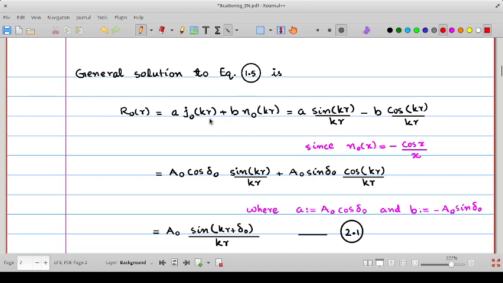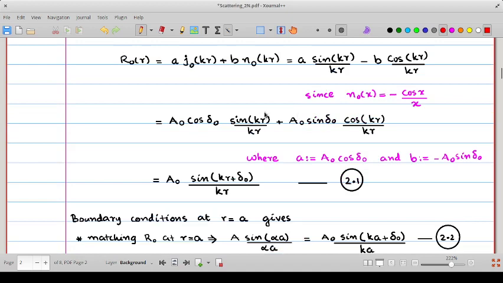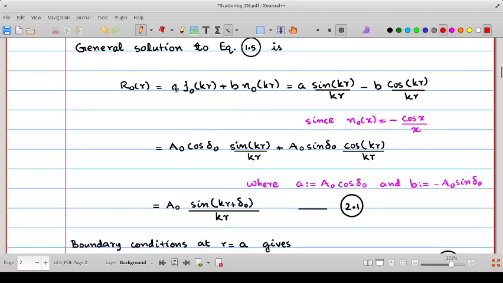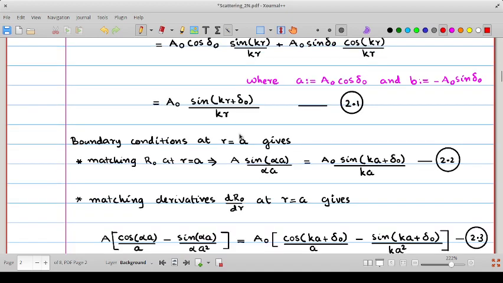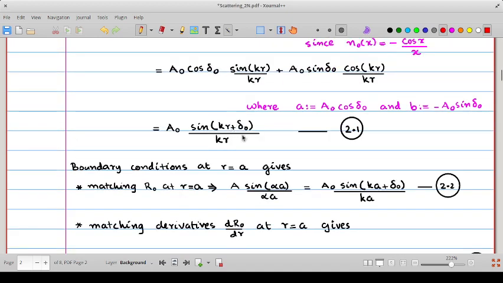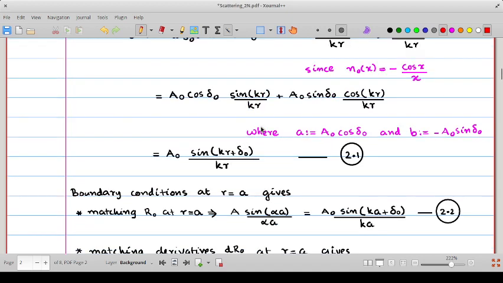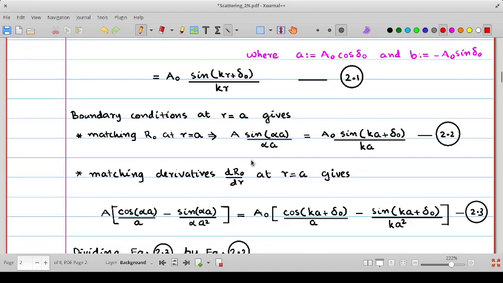Now j0(kr) is sin(kr) by kr, and the Neumann function n0(kr) is minus cos(kr) by kr. Writing the coefficient small a as a0 cos delta 0 and small b as a0 sin delta 0, the solution R0(r) can be written as a0 times sin(kr plus delta 0) by kr. So delta 0 is the phase shift for the S wave because of the scattering.